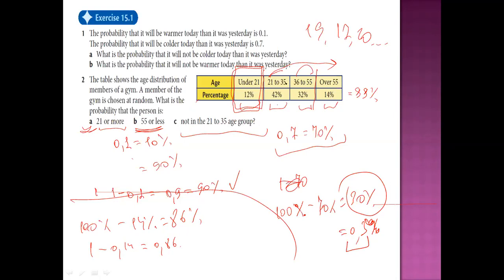And the last question, C: what is the probability that the person is not in the 21 to 35 age group? So we need only the other 3 boxes, without this box. The percentage of 21 to 35 is 42. So 100 minus 42 is equal to 58. Am I right?